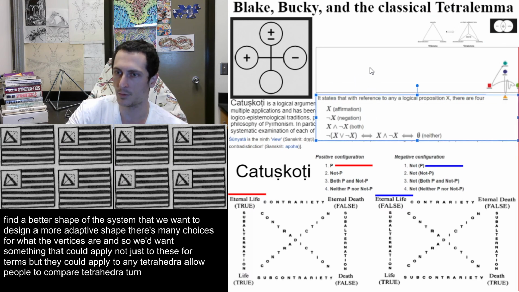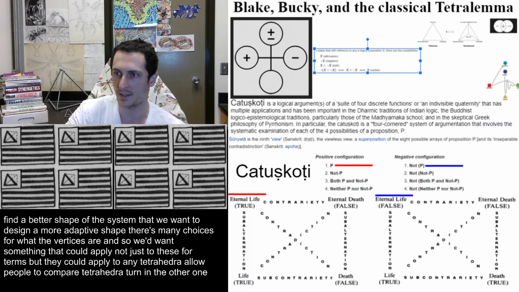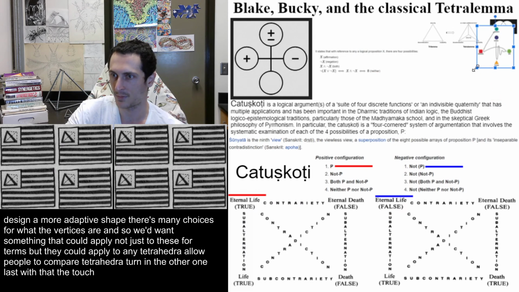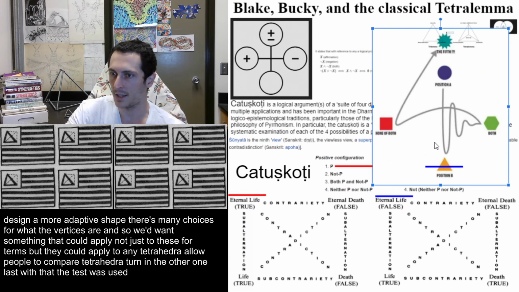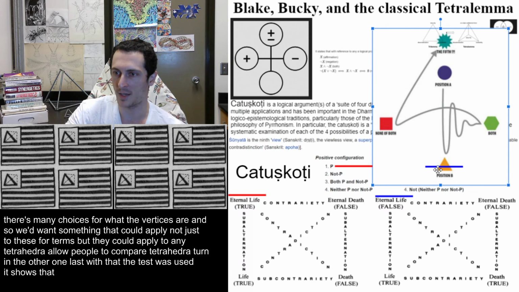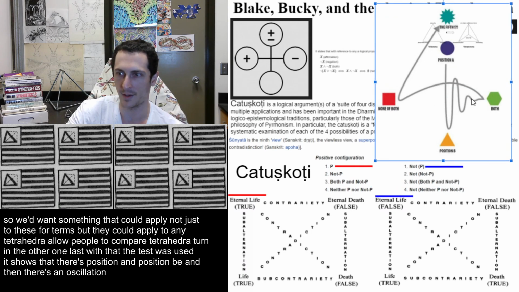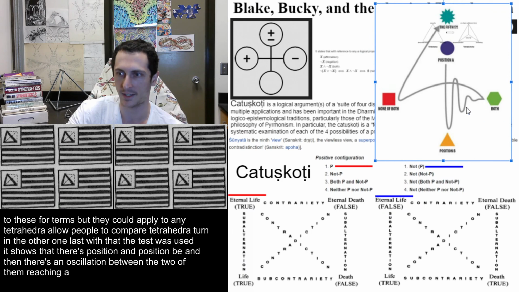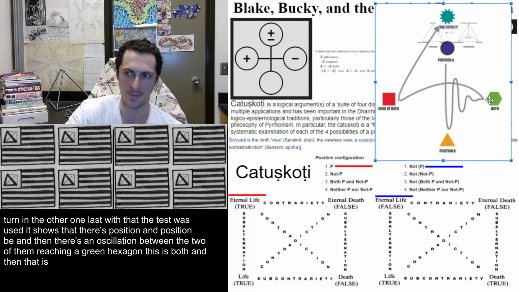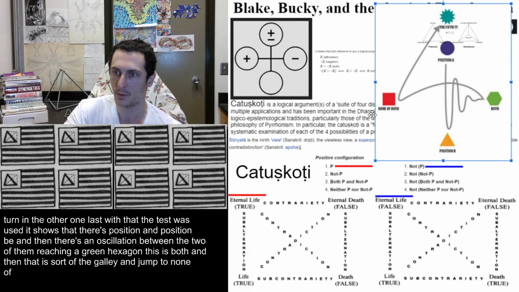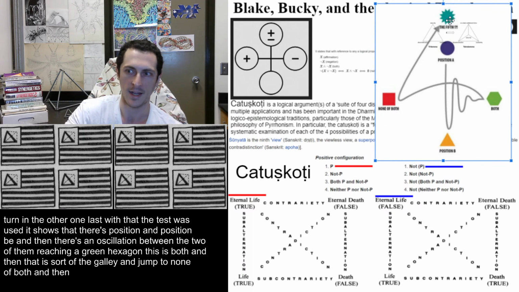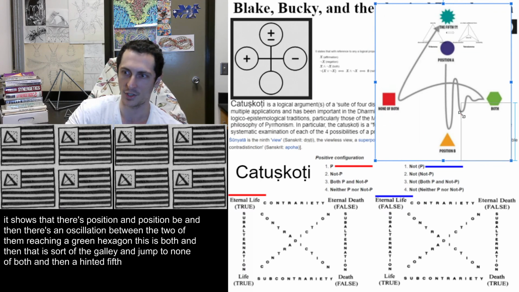So then one last way that the tetralemma was used, it shows that there's position A and position B, and then there's an oscillation between the two of them reaching a green hexagon that says both. And then that is sort of the Hegelian jump to none of both, and then a hinted fifth position. Just a graphic online.